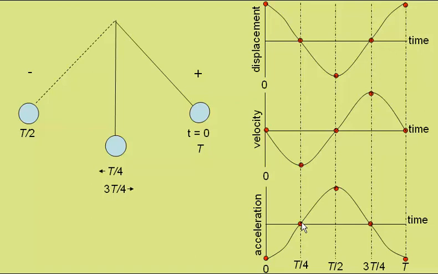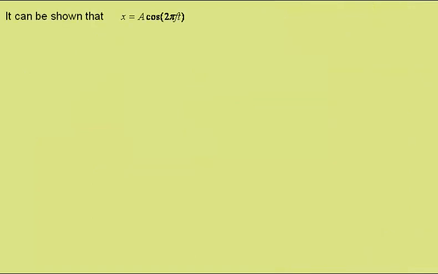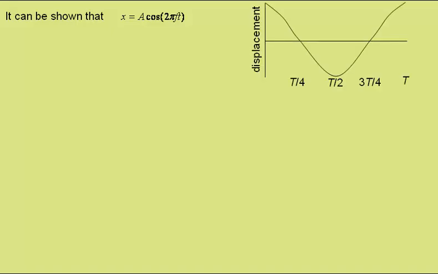Acceleration is found from the gradient of a velocity time graph, and here we have maximum negative gradient and maximum negative acceleration. 0 gradient, 0 acceleration, and so on. It can be shown that displacement x is equal to a cos 2 pi ft. You won't be expected to derive this equation, but let's just have a look at it. It gives this cosine curve that we saw earlier for displacement against time.